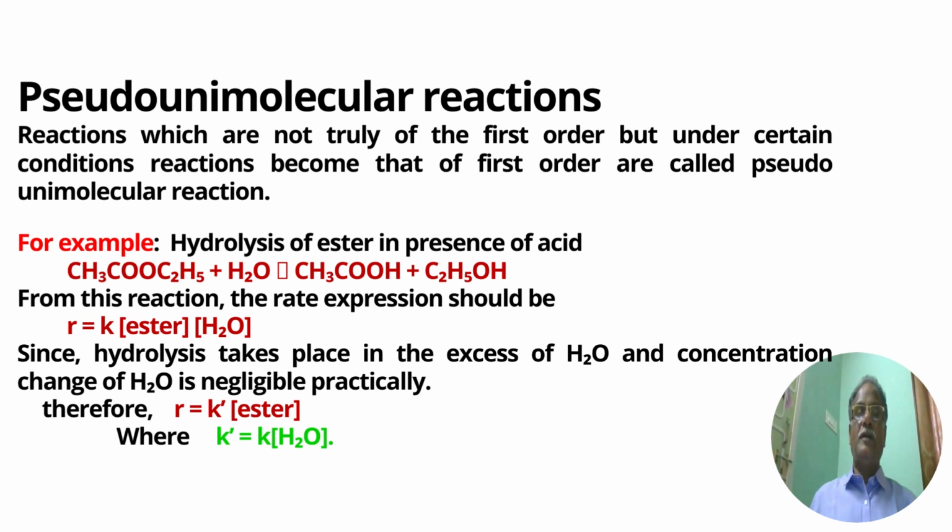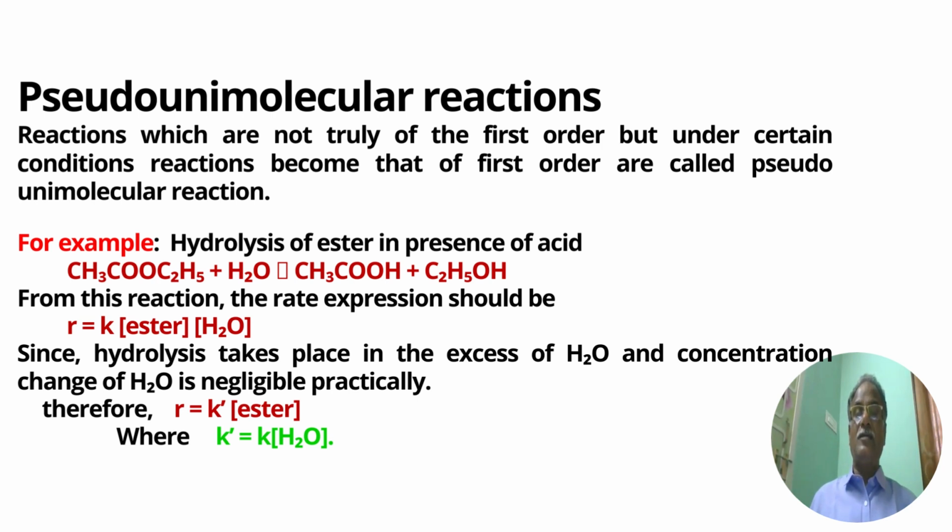Pseudo unimolecular reactions. The reactions which are not truly of the first order, but under certain conditions become that of first order, are called pseudo unimolecular reactions. Let us take the example of ester hydrolysis. Here in this reaction, the appearance of the reaction seems to be second order. But in this particular reaction, the H2O is taken in excess.